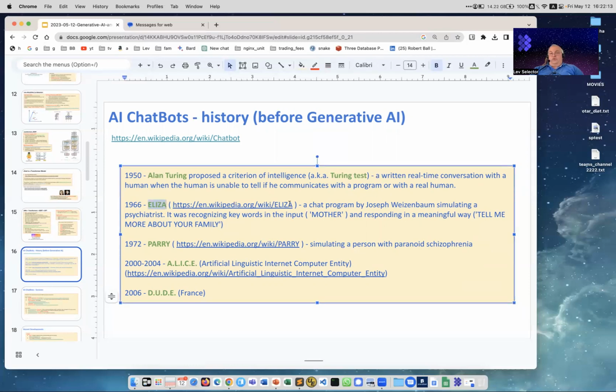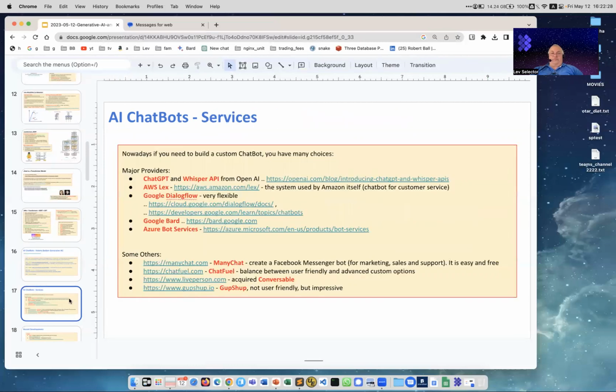ELIZA, this is just a toy. It's a chat program simulating psychologists, psychiatrists. So it would recognize some keywords like "mother" and then tell you, like, "tell me about your family or your mother" or something. And there are some other chatbots, but this was very primitive.